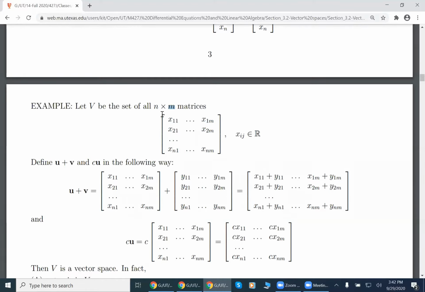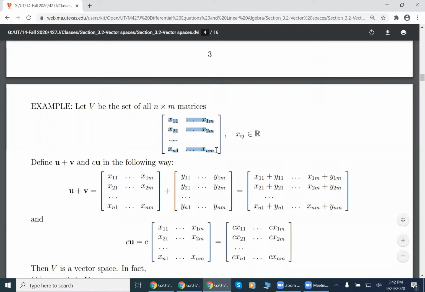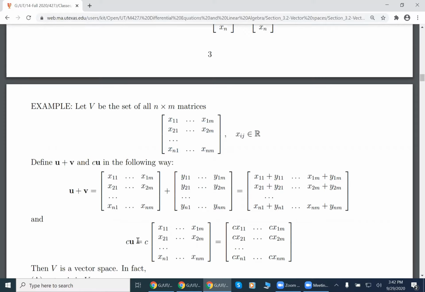Now we define operations. Here's what we mean by U plus V. We add up the corresponding components. Done. Here's what we mean by Cu. We multiply each component by C. Done. So these are our objects. These are two operations. Once again, in order to define a vector space, number 1, we should define objects. Number 2, we should define two operations, addition and multiplication by a scalar.